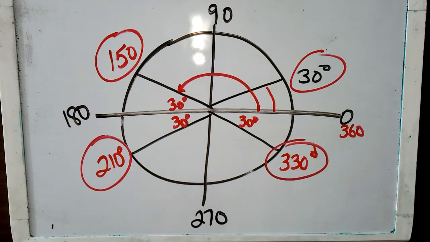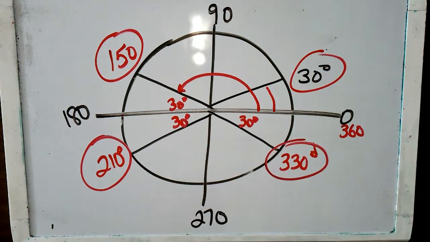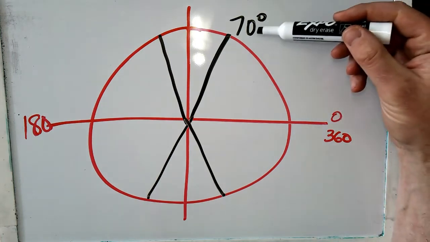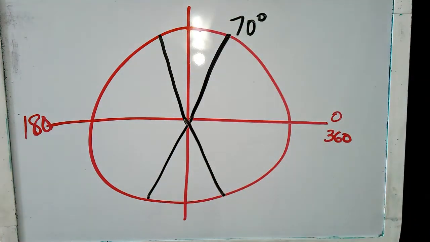All four of these angles are in standard position and they all have the same reference angle. That's what we're trying to do. We're trying to take one angle and duplicate it, reflect it on the other side of the y-axis. So pause the video. Try this one on your own. We've got 70 degrees and we're trying to find the other three in standard position. So pause the video, then play it once you're done.